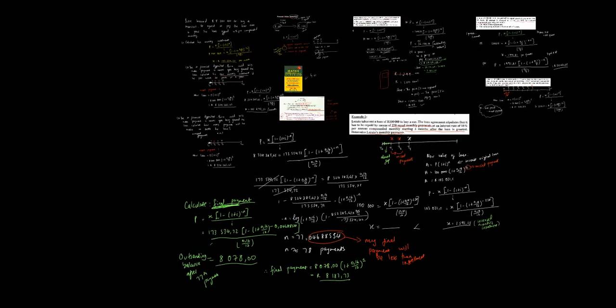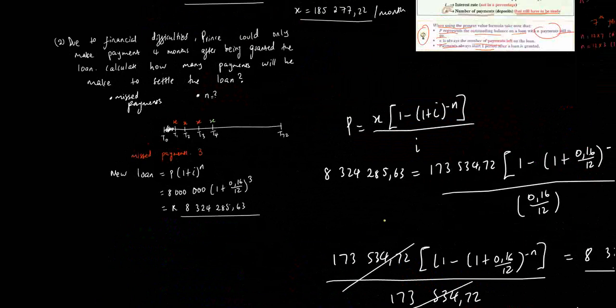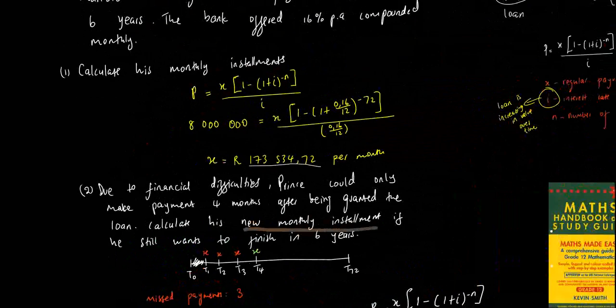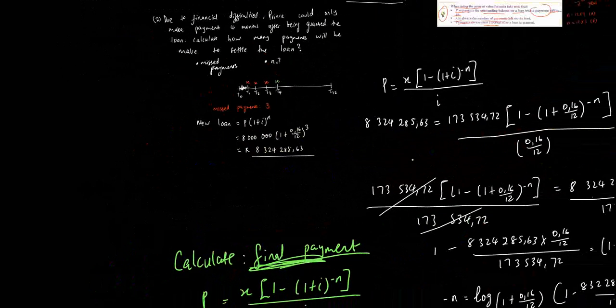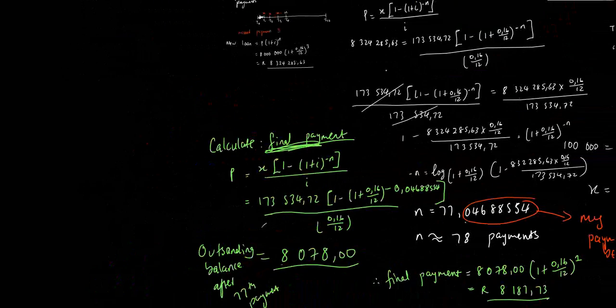So guys, I hope that is clear. What we did here: we did questions whereby there were missed payments, then a question whereby due to the missed payments we got new monthly installments. Then we did a question whereby we have missed payments but the monthly installments remain the same, so it means the period is going to be longer. Then we got that period to be 77.046 long. Then we rounded it up to just 78 payments.